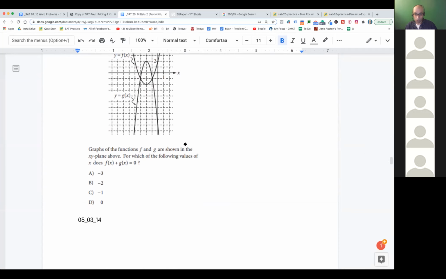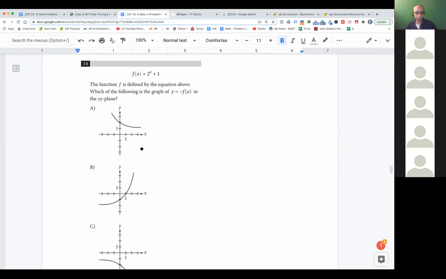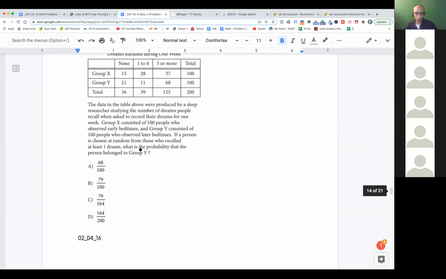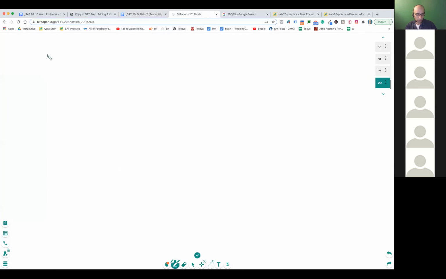Sorry, it looks like a functions problem, but it's actually just a scatter plot. All of these problems are super important. Now let's go to the next part of the puzzle, which is experimental design and surveys and all of these ideas.